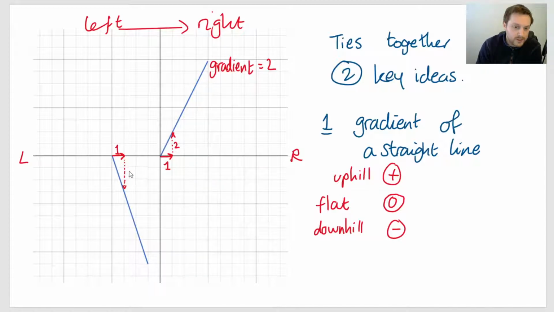So for us, 3 down is minus 3 up. And so this just has gradient minus 3, because we went 3 down, basically. When we went 1 along, we went 3 down, so we'll say it has gradient minus 3. And this makes sense, of course, because it's going downhill, and we want downhill lines to have a negative gradient. So that works.